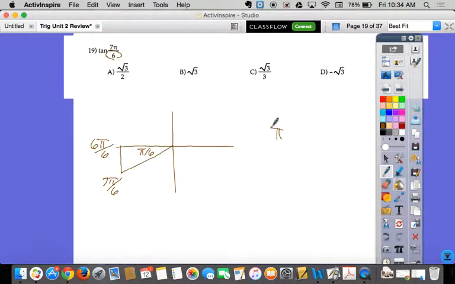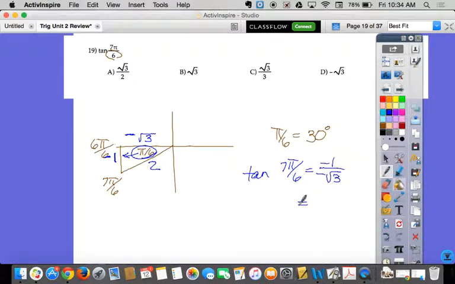Now, when we learned it, pi over 6, your brain needs to think 30 degrees. Okay? Opposite 30 degrees is 1. Square root of 3 is adjacent. 2 is hypotenuse. Left and negative. Now, it said tangent of that angle. Tangent is opposite over adjacent. So tangent 7 pi over 6 is opposite over adjacent. Okay, my negatives are going to go away, but I still got to rationalize. Square root of 3 over 3. There you go.